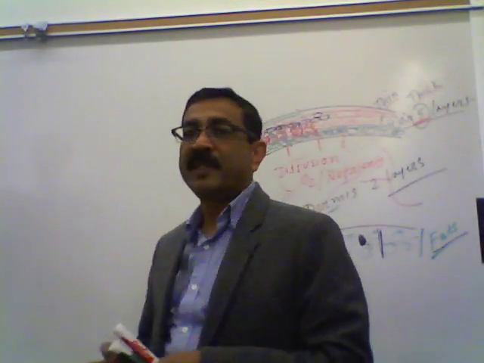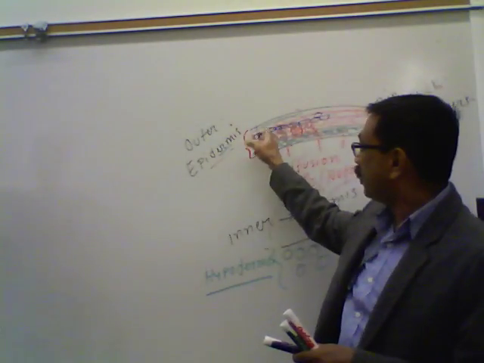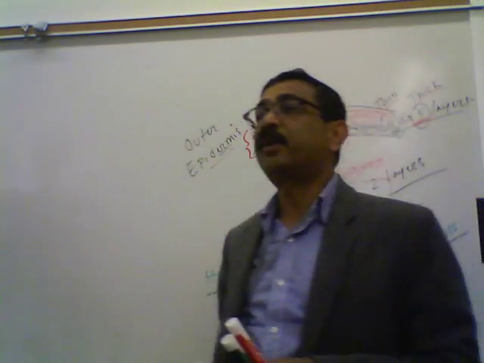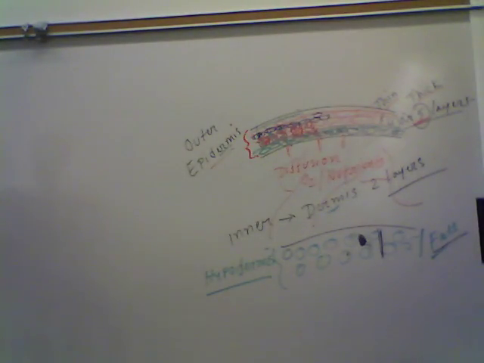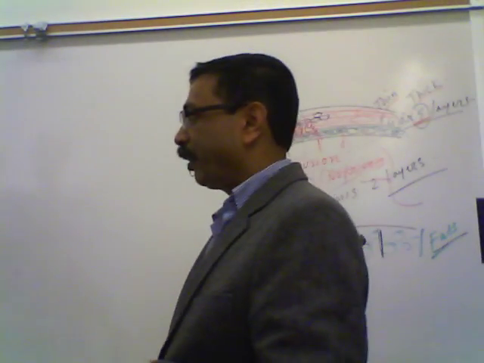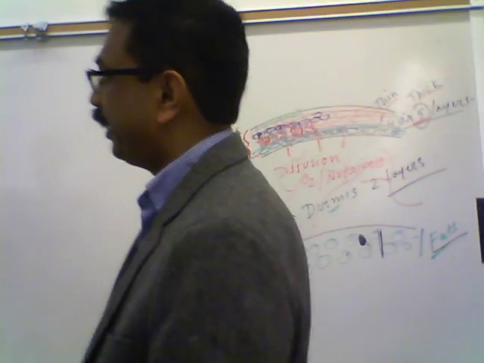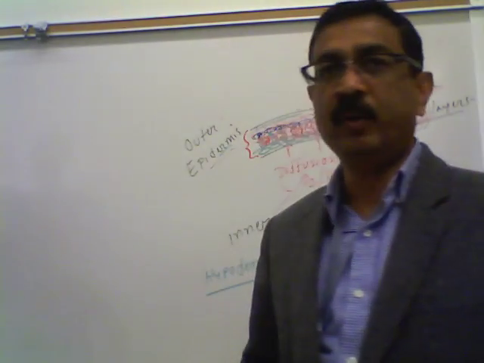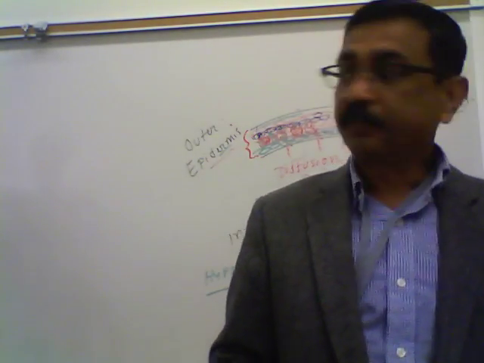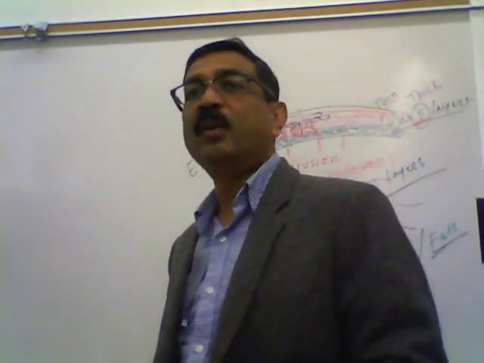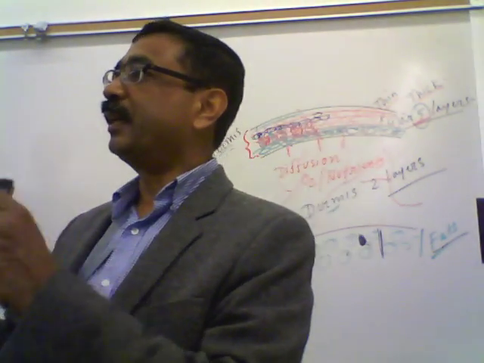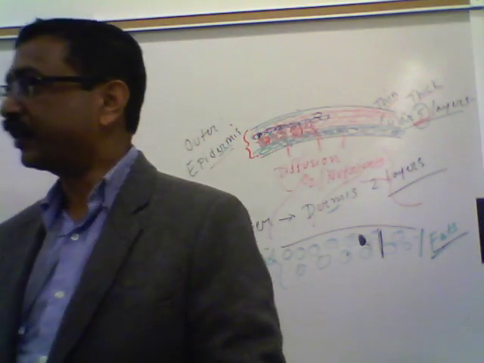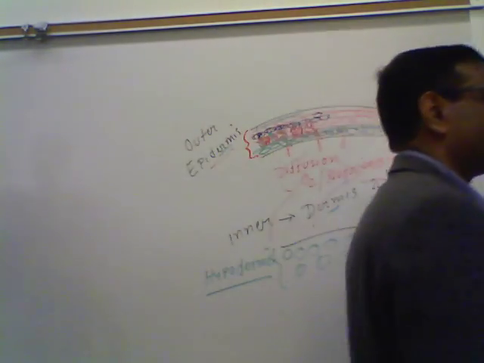Which granules are present inside the cells in granulosum? Keratohyalin and lamellated granules. Those are the names of those granules you need to remember. Okay, keratohyalin and lamellated granules. These granules mostly make the skin waterproof. You know that the skin is waterproof.